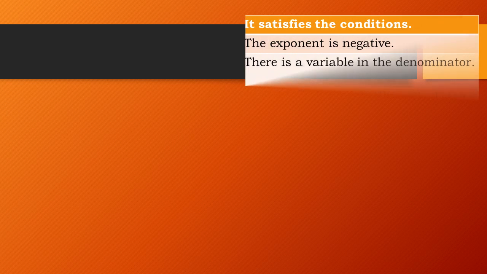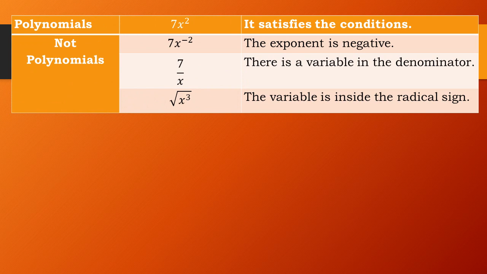Take a look at the given expressions and decide whether each is a polynomial or not. We have 7x squared. It is a polynomial since the exponent is positive. Next, we have the expression 7x to the negative 2 power. The exponent is negative, so it is not a polynomial.